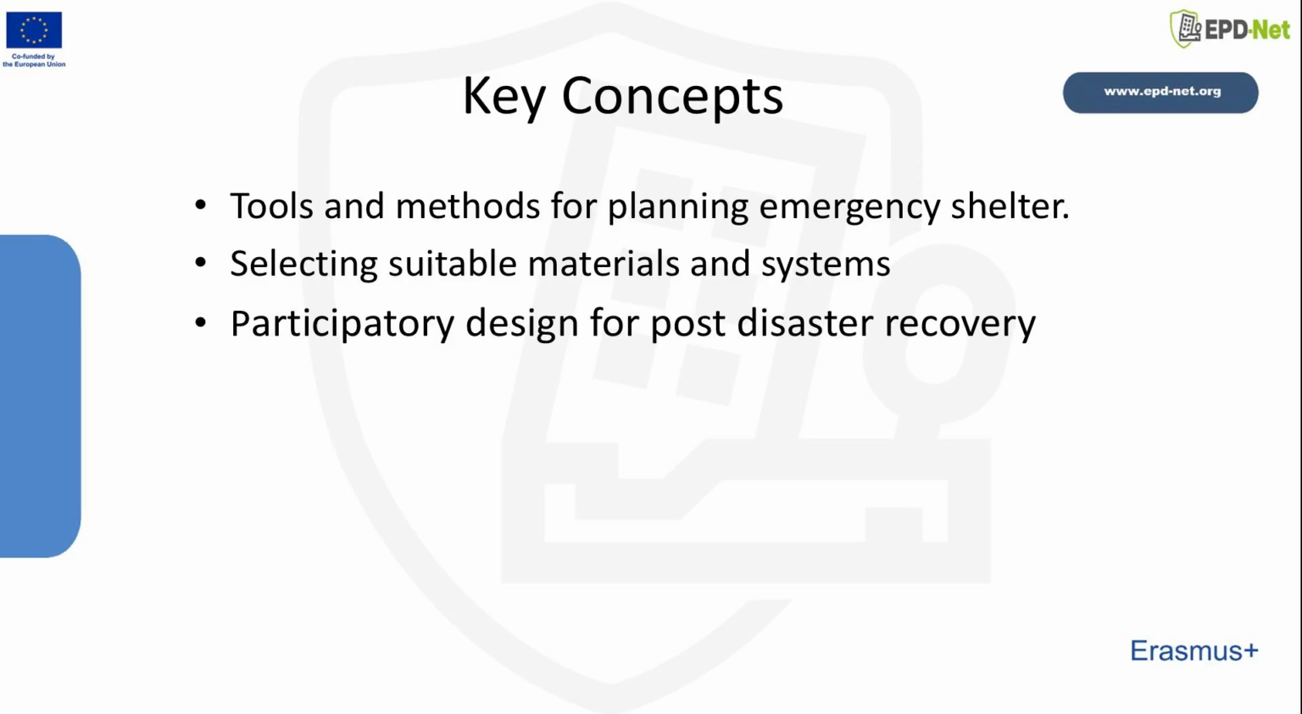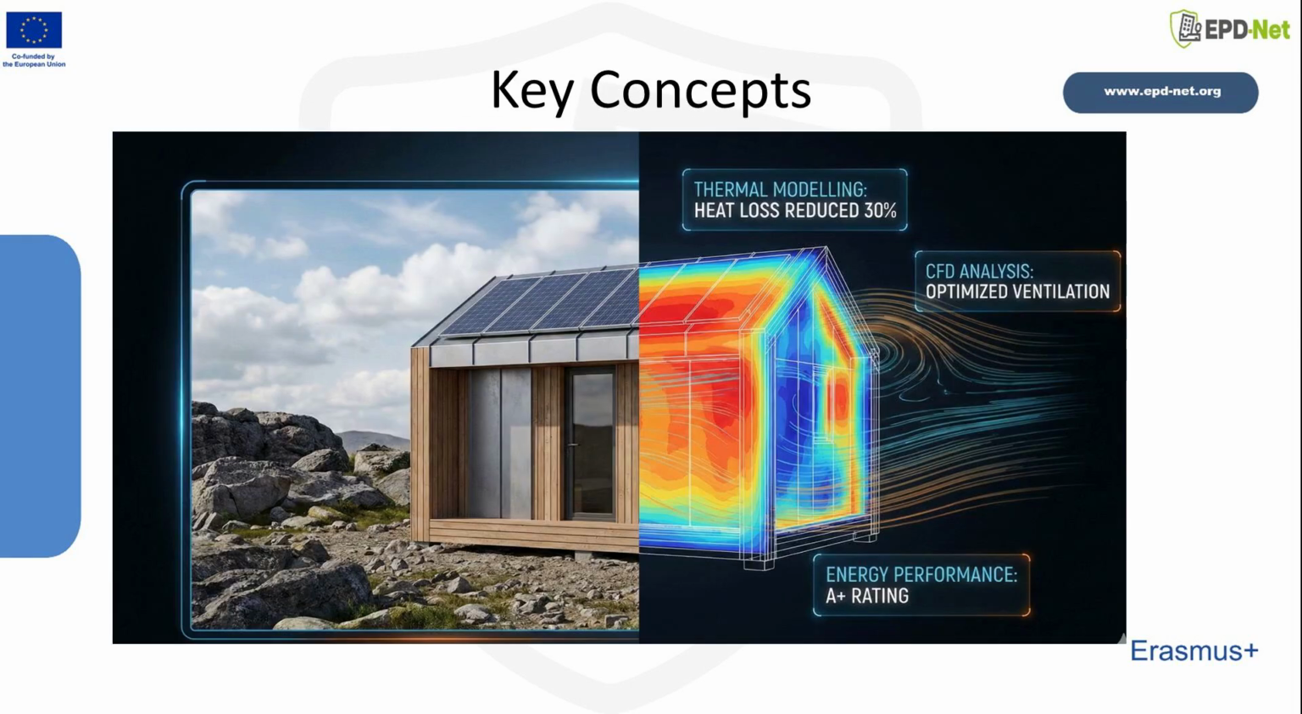The subjects that we will discuss under the key concepts are as follows. Firstly, we will examine the tools and methods for planning emergency shelter, such as analyzing and searching on the construction site, using digital design tools and calculating with thermal and energy modeling programs. Secondly, we will focus on selecting suitable materials and systems, such as using rapid LCA tools and GIS for sourcing local, regional materials and lead user building green. And lastly, we will discuss the importance of participatory design for post-disaster recovery.